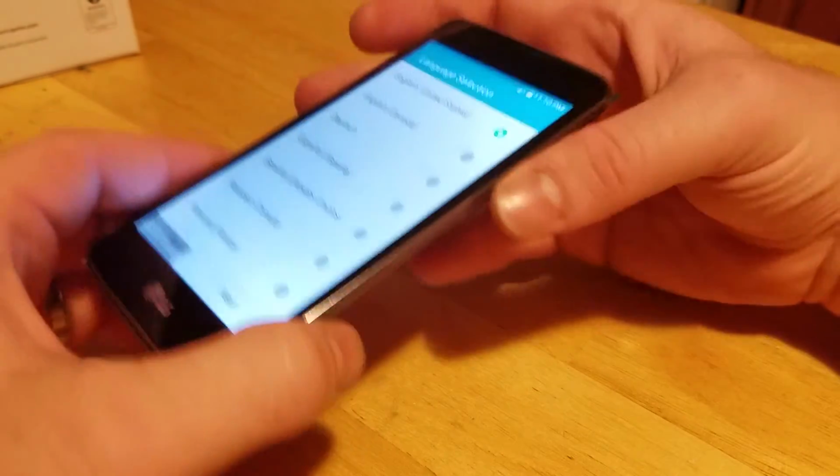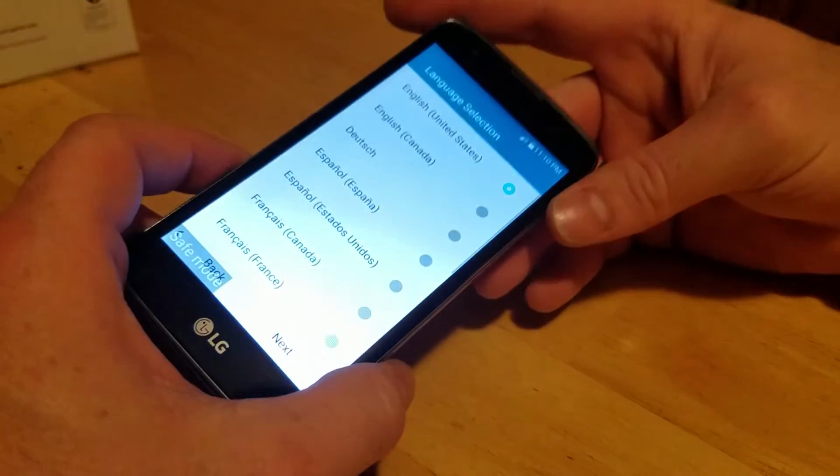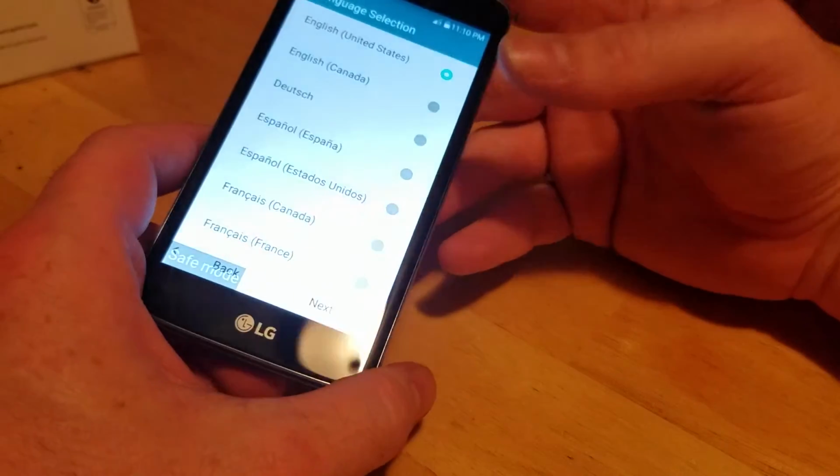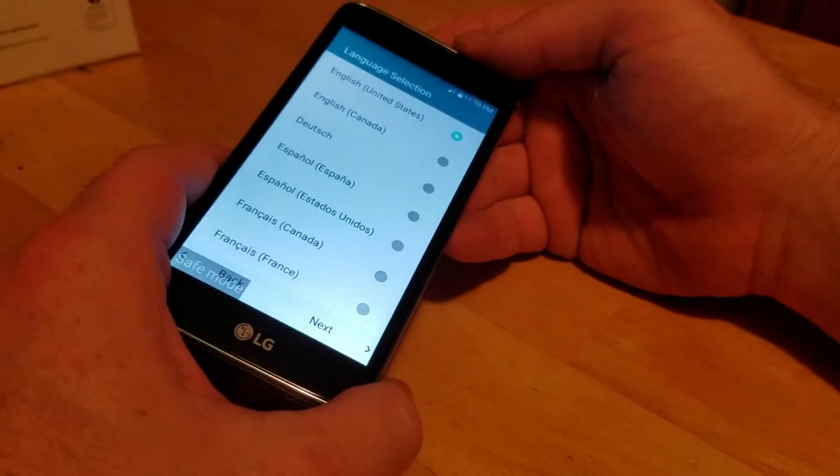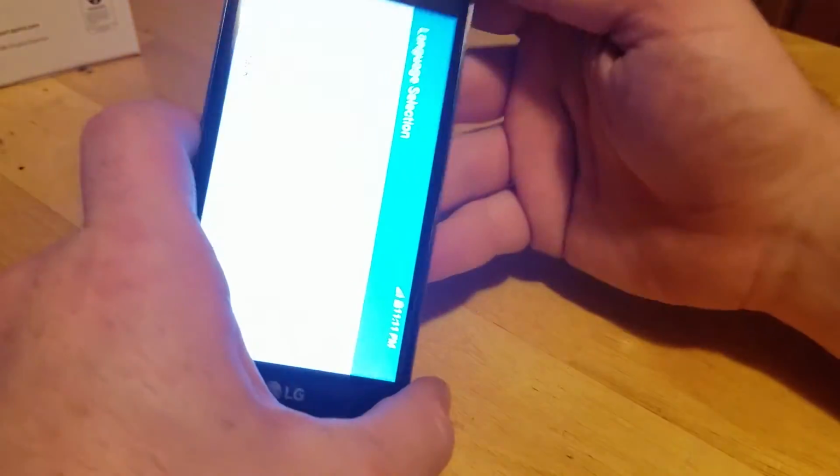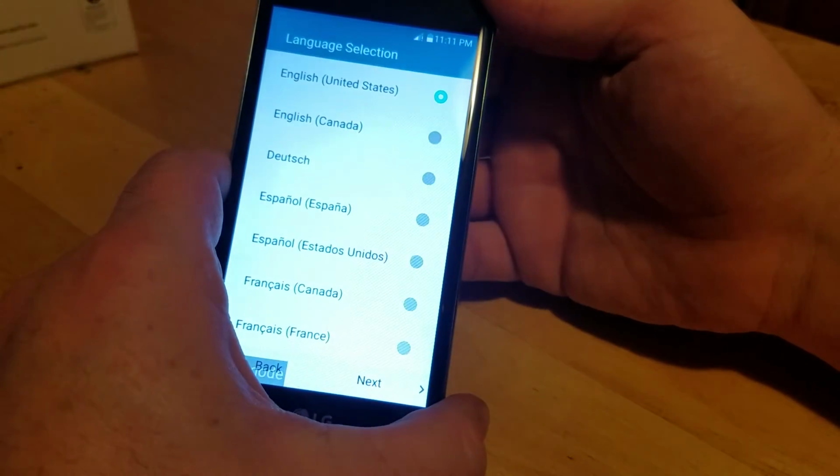Now, the usual way that you would get out of safe mode is that you would do the same exact thing you did to get in it. With the Tribute 5, it's a little different. So I'm going to power it down.